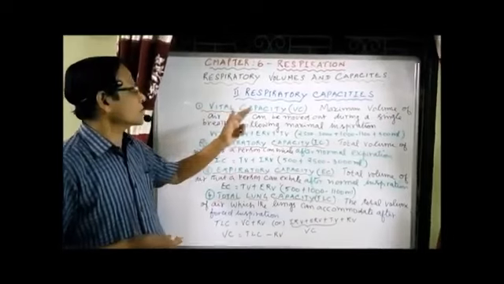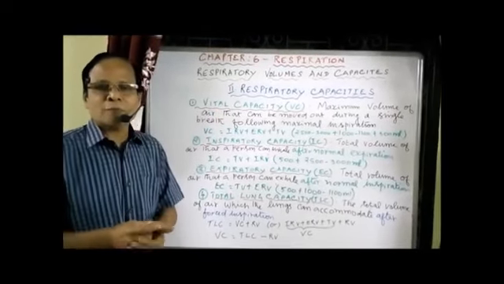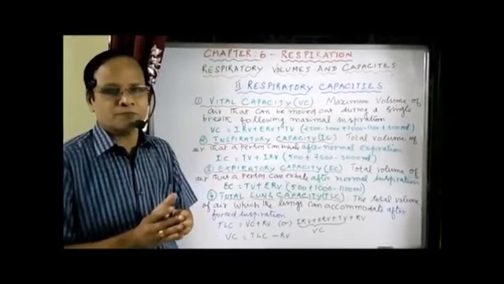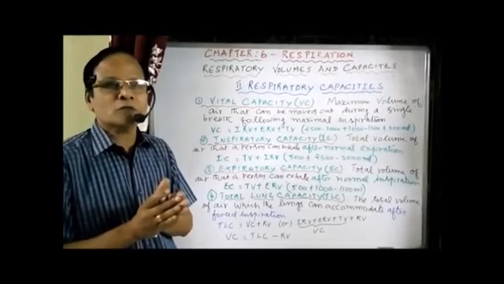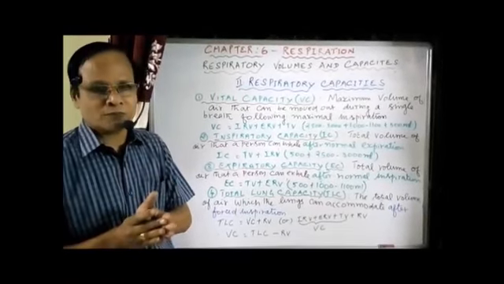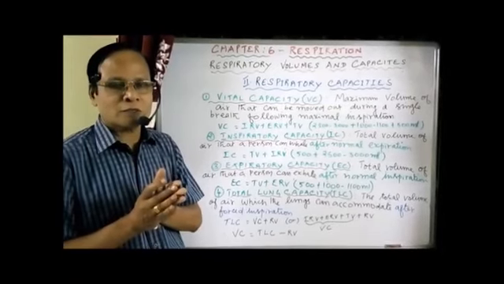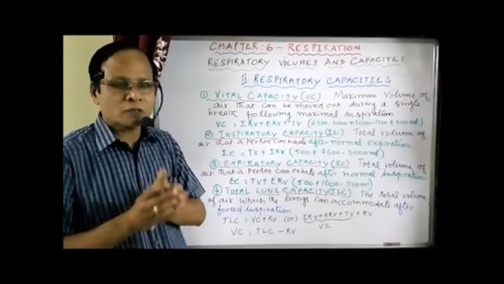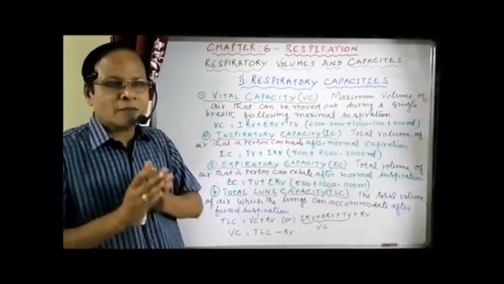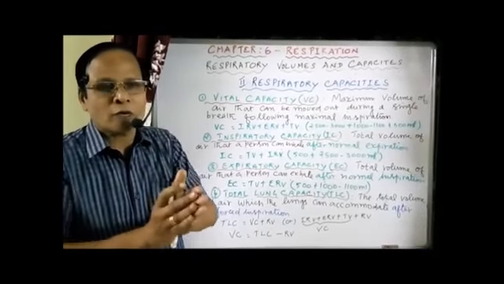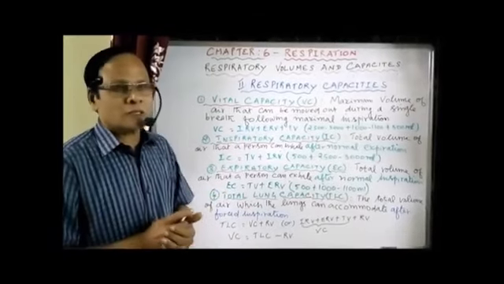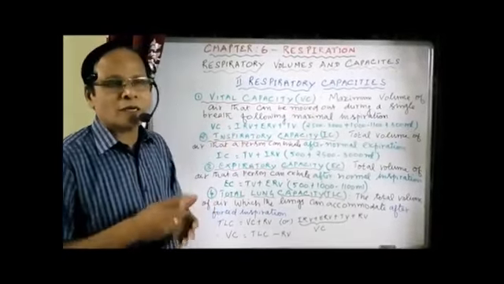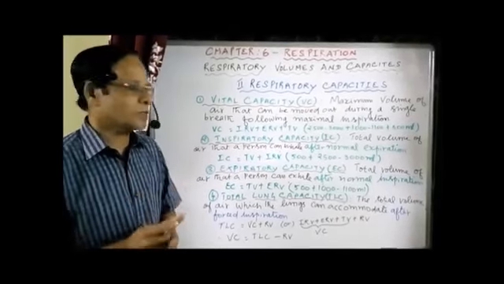Now the first one, vital capacity. This is the maximum volume of air that can be moved out of the body after maximal inspiration, for example during physical exercises. We can also say it is the total volume of air that can be moved out from the body following maximal inspiration.